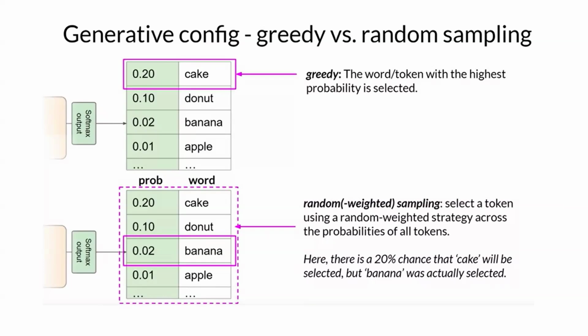See, if you use greedy all the time, your answer will be the same, right? Let's say I want to write a poem, or maybe I am doing something creative. In that case, I would like to use some different words, not have the most probable word come all the time. In that case, I can choose this random weighted sampling.